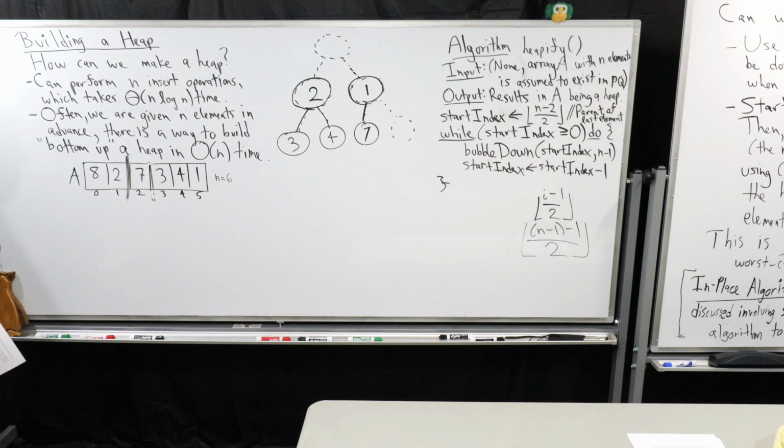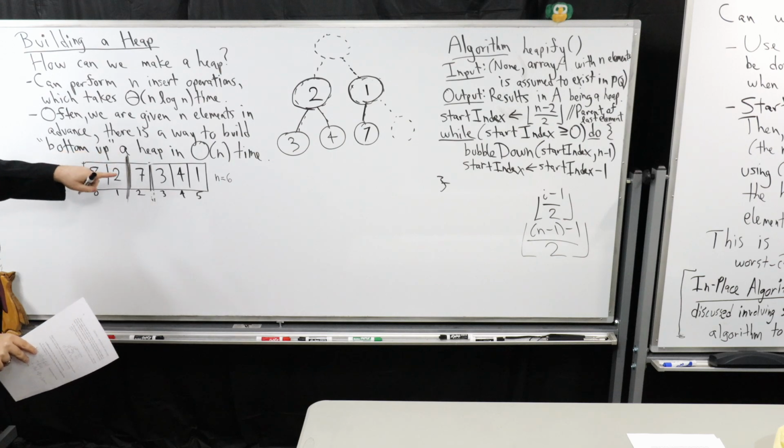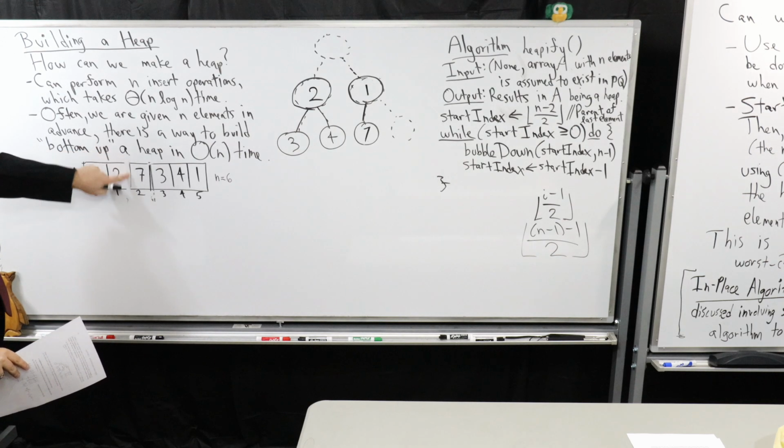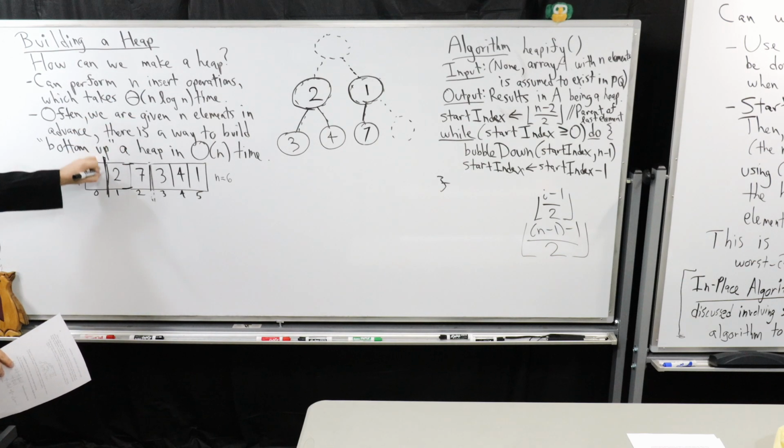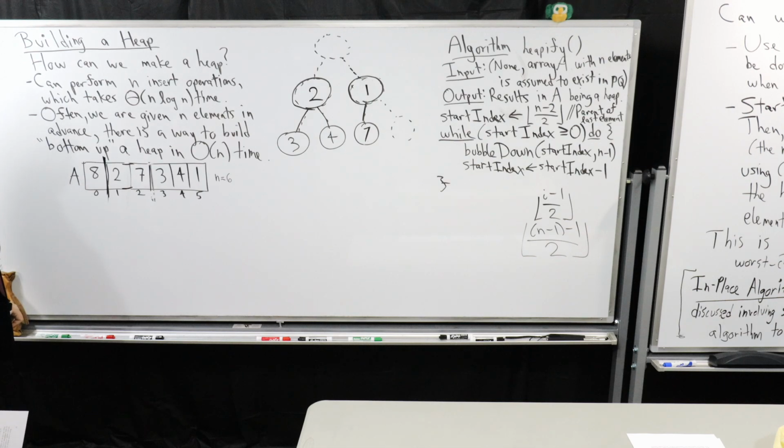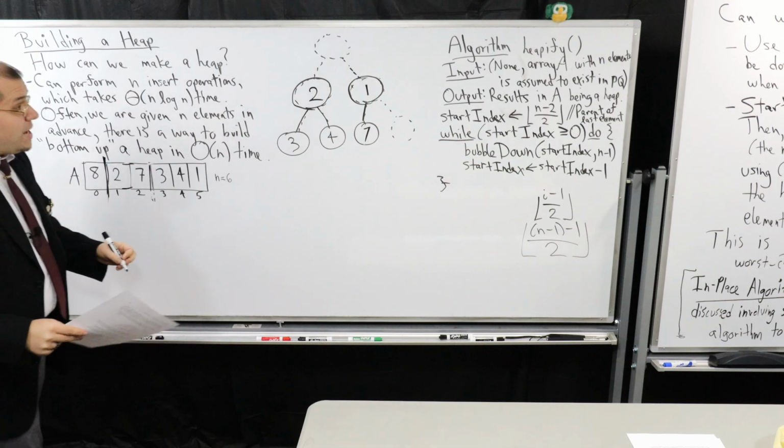So now I've done this iteration. Notice I didn't have to bubble down there anymore because it's in the correct spot. Then I decrement the start index by 1. And now I'm going to introduce 8 into this.